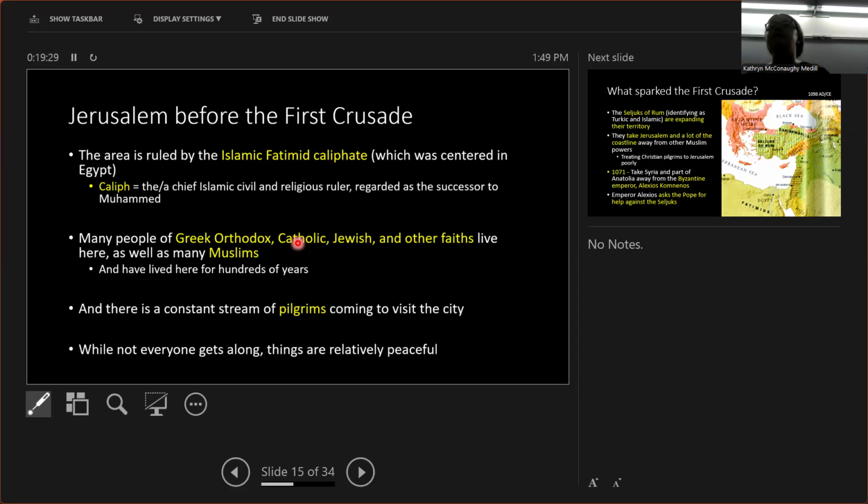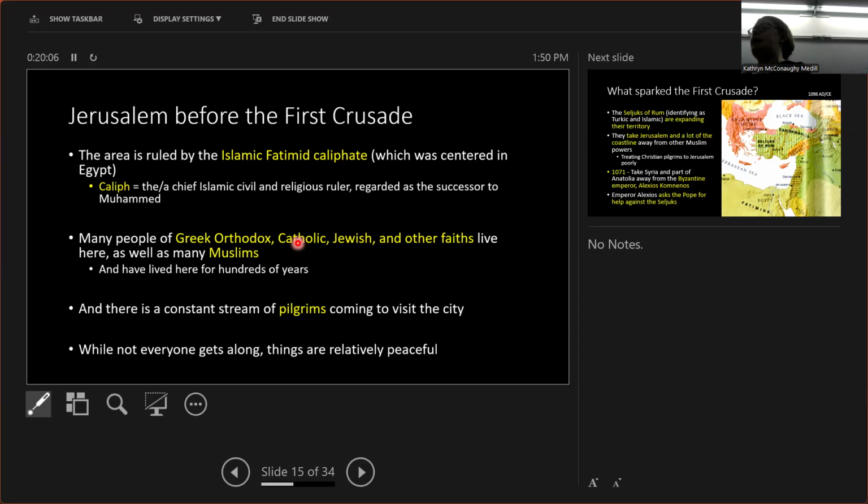Also, Jerusalem, even in the medieval period, was a huge tourist attraction. People wanted to go to the place where Jesus had been, where David had been, this place where there's a very important mosque. They want to go to this place as religious pilgrims. And so there's constantly people coming from all over the Jewish, Christian, Islamic world to visit the city. Now, while not everybody always gets along, things are relatively peaceful during this time.